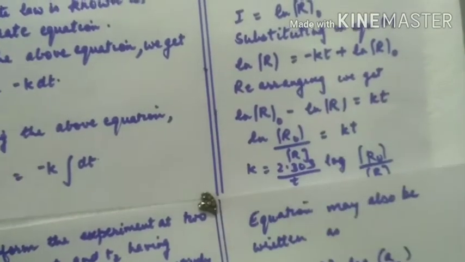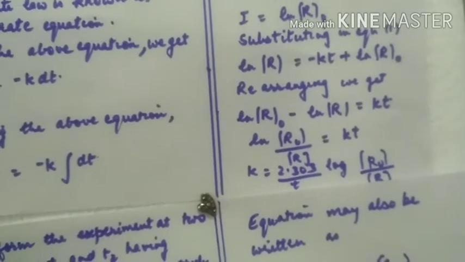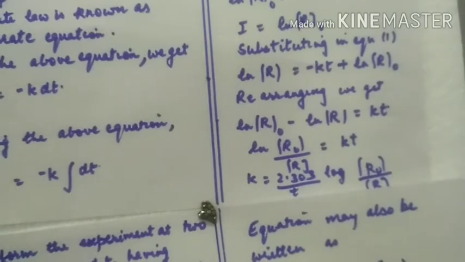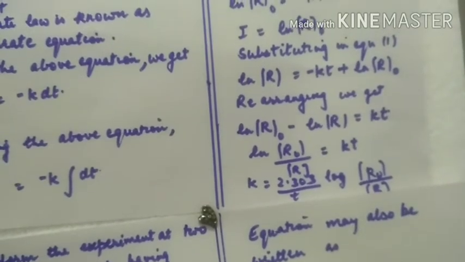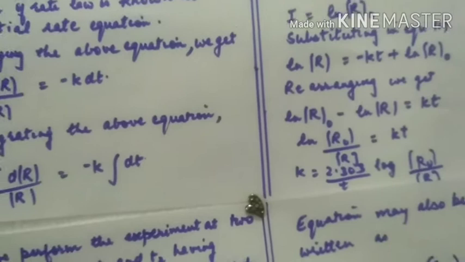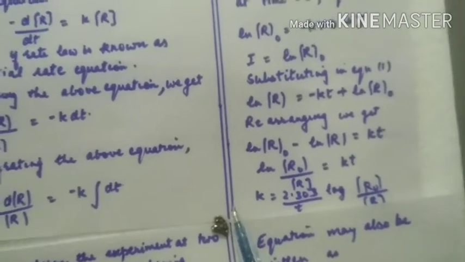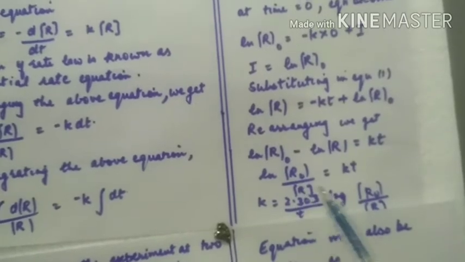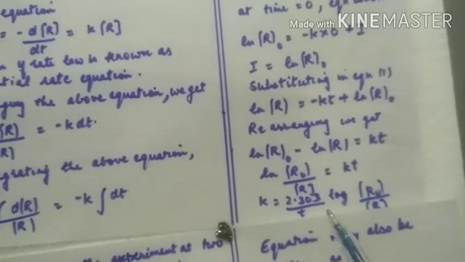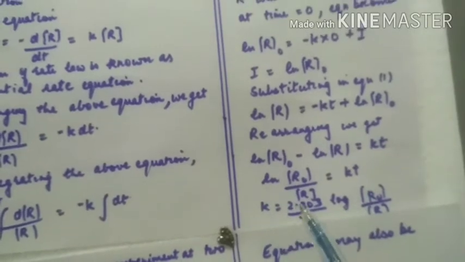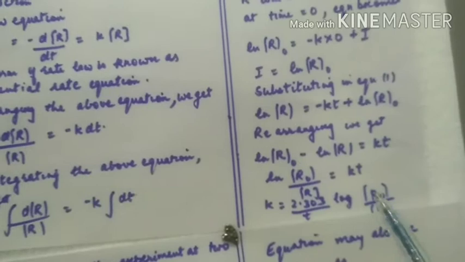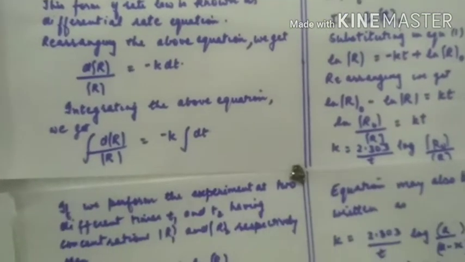This R goes to this side. ln R naught minus ln R is equal to Kt. Now because log A minus log B is also log A upon B, we get ln R naught upon R is equal to Kt. Keeping K on one side and converting natural log to the base 10, we multiply this term with 2.303. We get K is equal to 2.303 upon t log to the base 10 into R naught upon R.